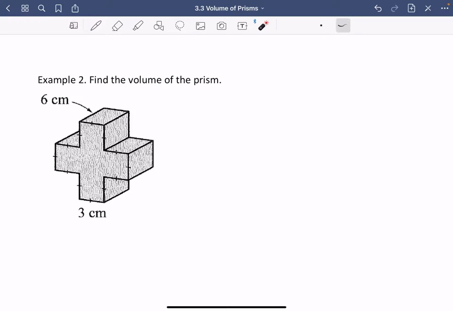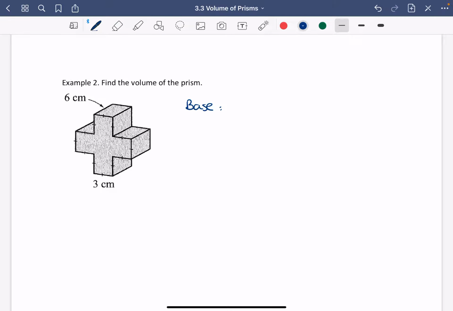Find the volume of this prism. So again, let's find the base first. So which face will stack up to become this prism? Well, you can see that this face, the front face here, when you have a lot of these shapes stacked up, will become this prism, right? So we just need to find the area of this front face.